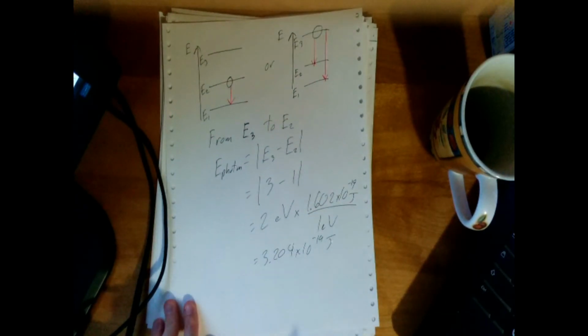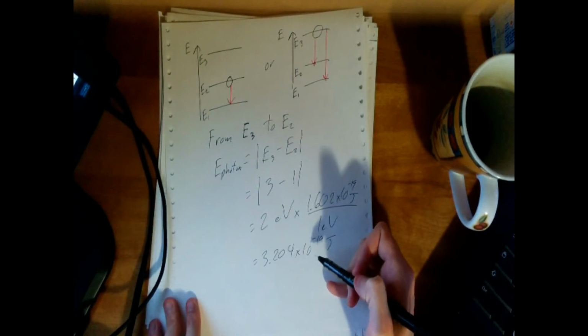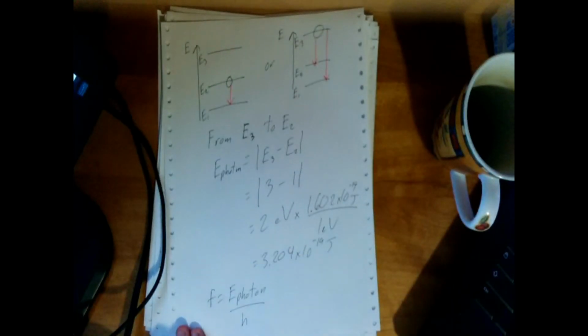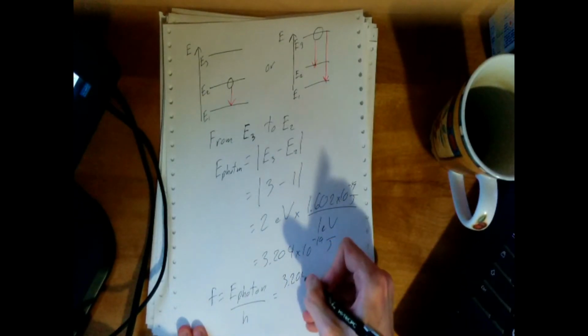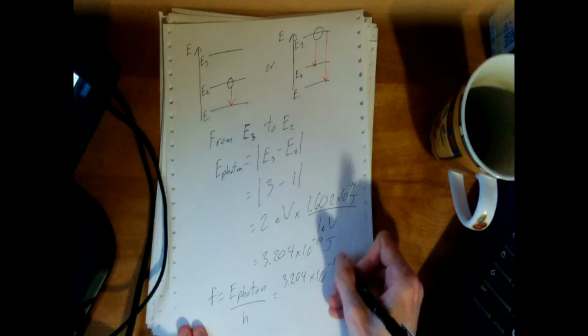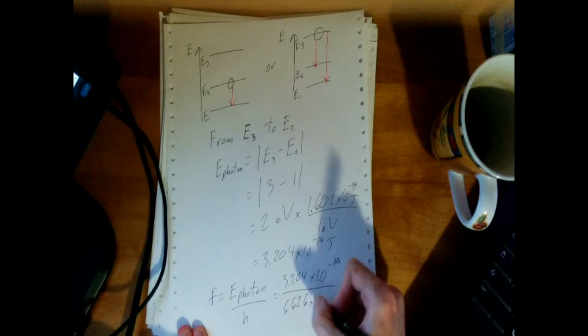From there, same principle as we did before. This is the photon that is emitted through this relaxation, through this transition to a lower level. So we can find the frequency of this photon. The frequency of the photon is the energy over the Planck constant. We know both these quantities. This is 3.204 times 10 to the power minus 19. This is 6.626 times 10 to the power minus 34.